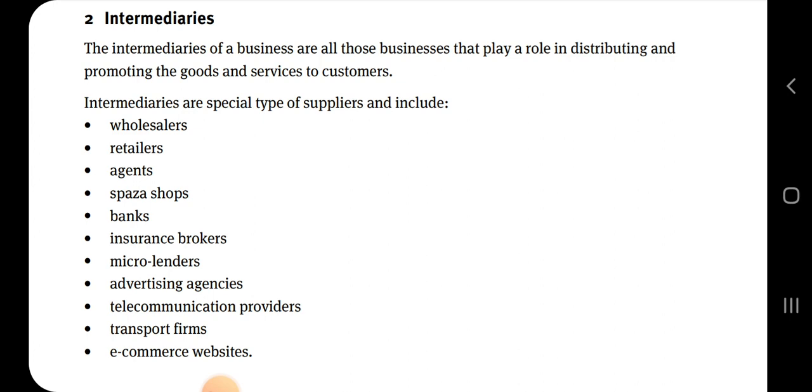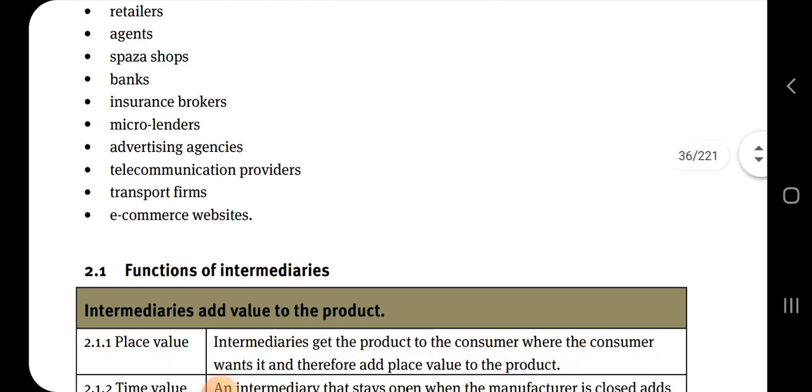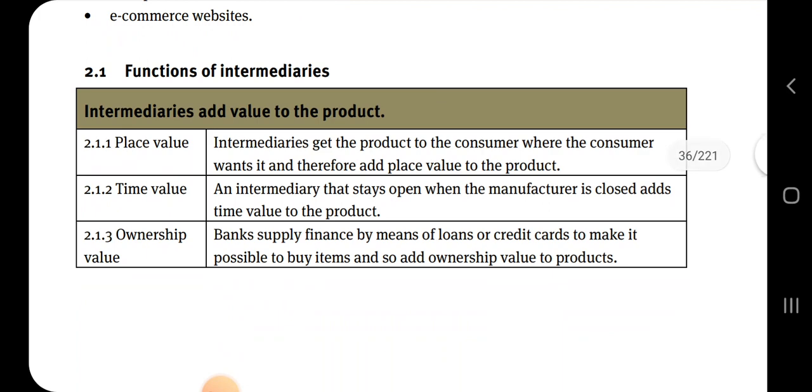So intermediaries are special types of suppliers. They do not necessarily manufacture the products they use, but they stock those goods from their producer. So we have wholesalers, retailers, agents, spaza shops, banks, insurance brokers, micro lenders, advertising agencies, telecommunication providers, transport firms and e-commerce websites. So functions of intermediaries: they add place value, time value, and ownership value.